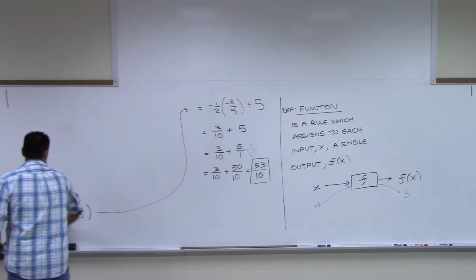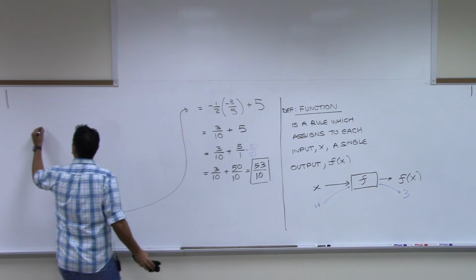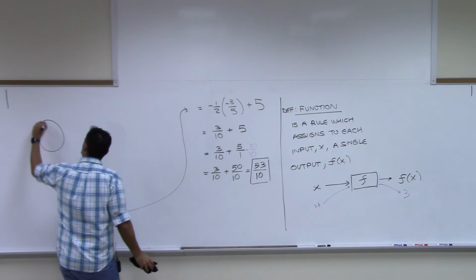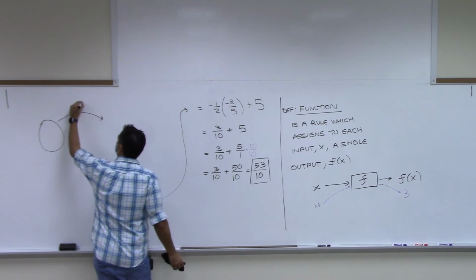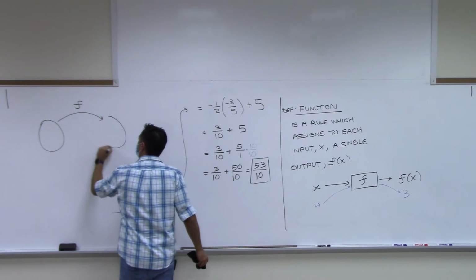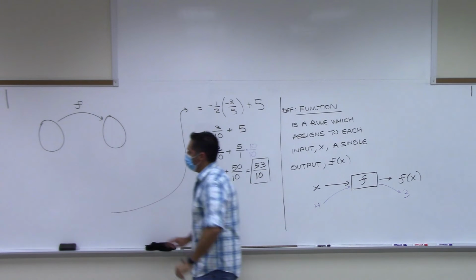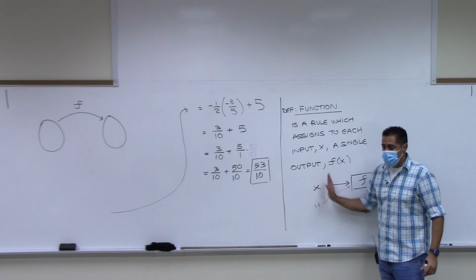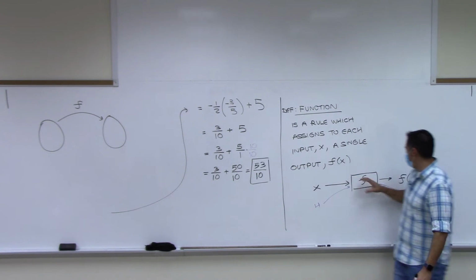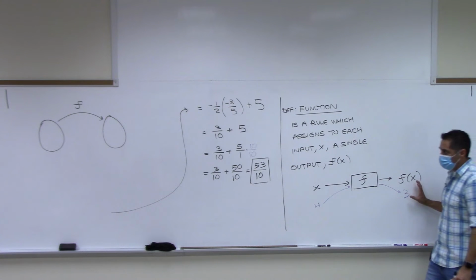And this is probably the one that you've seen a lot. We draw like this oval looking thing, an arrow F, and then over here another oval. So the x's that we plug in are the things in the first oval, and the things that come out are the second oval.